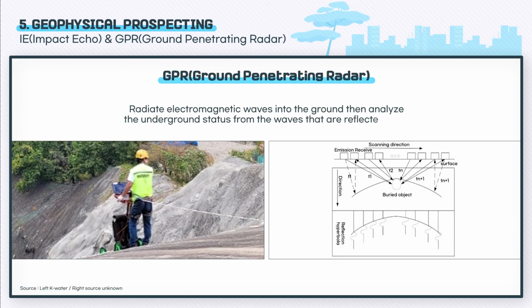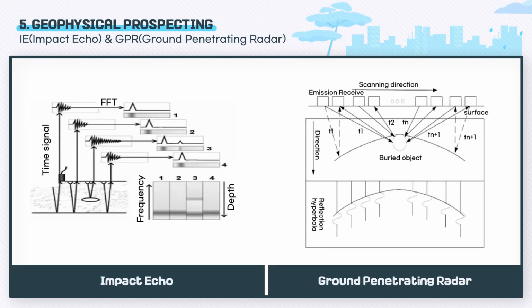GPR exploration is a method of interpreting signals reflected by penetrating electromagnetic waves underground to determine the location of iron bars and cavities of the underground stratum structures. The image on the left displays how IE exploration works, and the right displays how GPR exploration works.